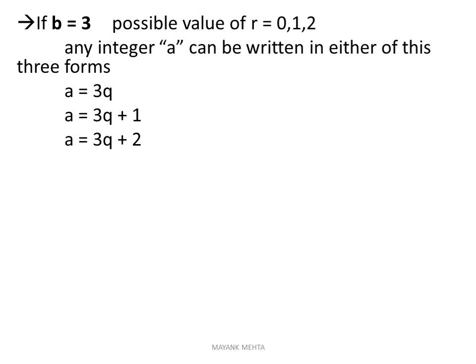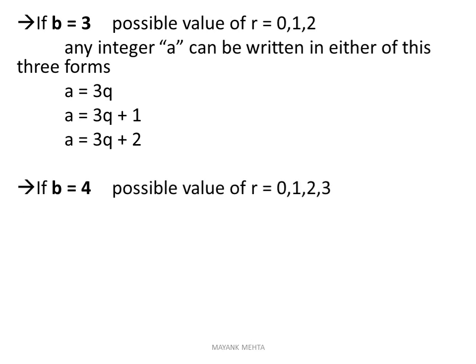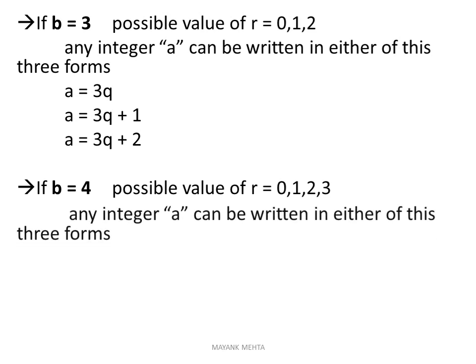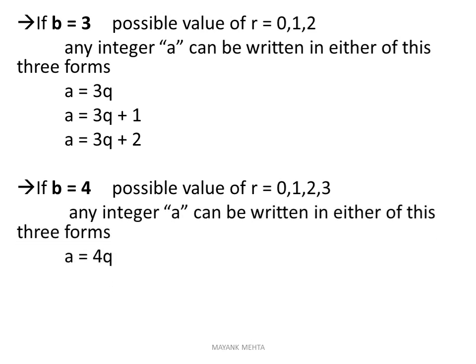Here we have selected b is equal to 3. If we select b is equal to 4, then the possible values of r will be 0, 1, 2 or 3. That means any integer a can be of the form 4q or 4q plus 1 or 4q plus 2 or 4q plus 3.